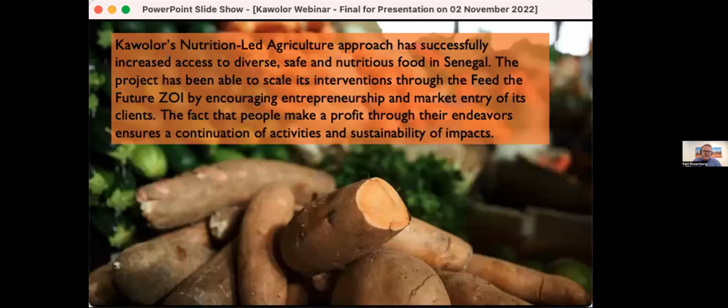And finally, just to go through the real key here: Kawolor's nutrition-led agriculture approach has successfully increased access to diverse, safe, and nutritious food in Senegal. The project has been able to scale its interventions to the Feed the Future zone of influence by encouraging entrepreneurship and market entry of its clients. And the fact that people make a profit through their endeavors ensures a continuation of activities and sustainability of impacts.